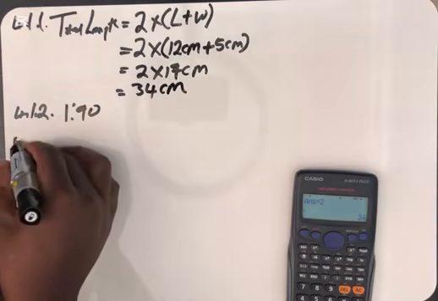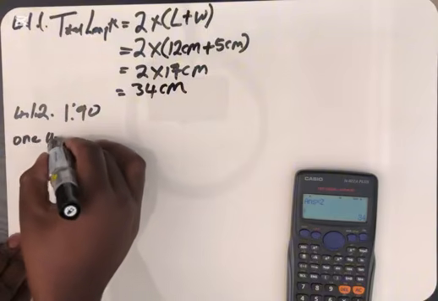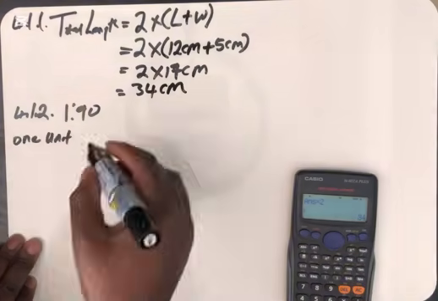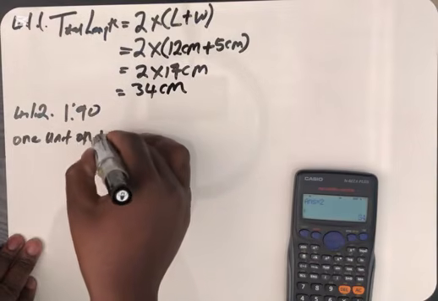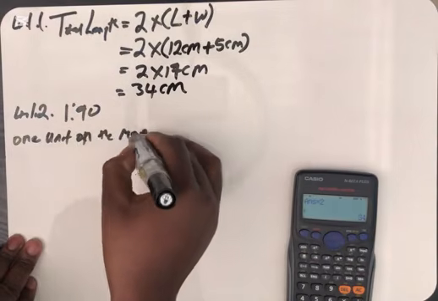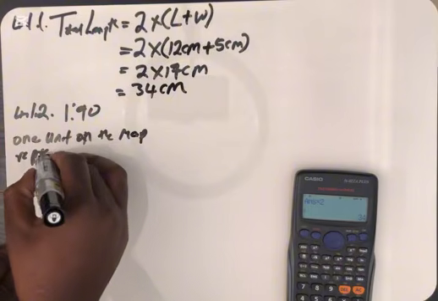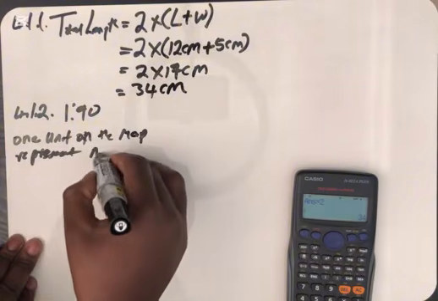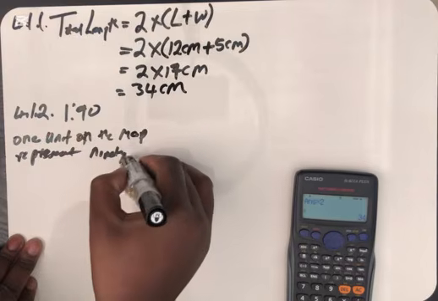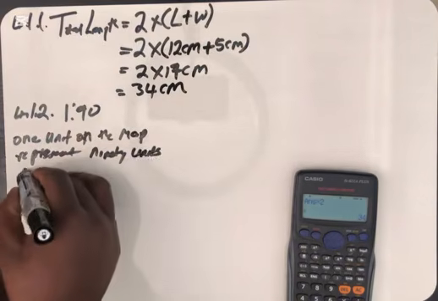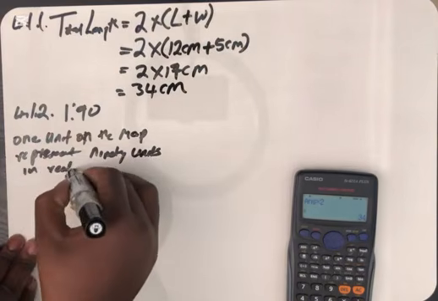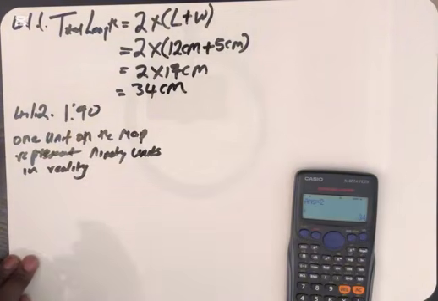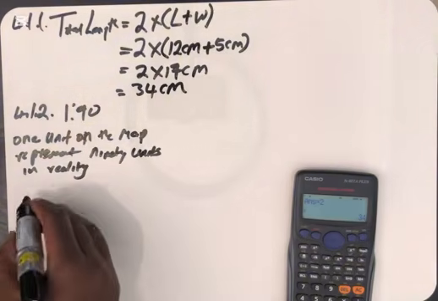Like 1 must be one unit. One unit on the map represents 90 units in reality.